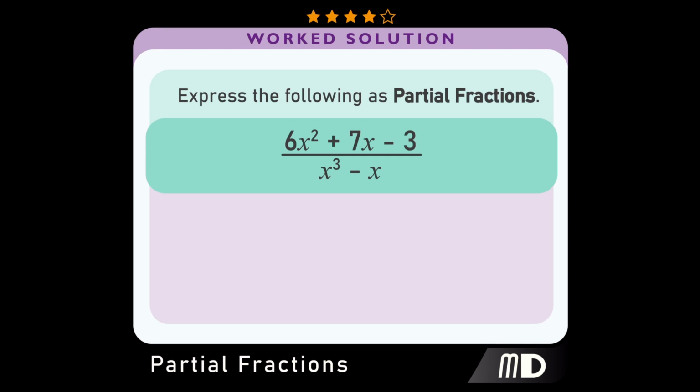Now in this video we're going to answer the following question. Express the following as partial fractions. So we've been given an expression 6x squared plus 7x minus 3 all divided by x cubed minus x. So the first thing we're going to do is factorize the denominator.